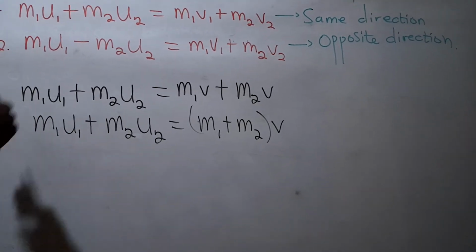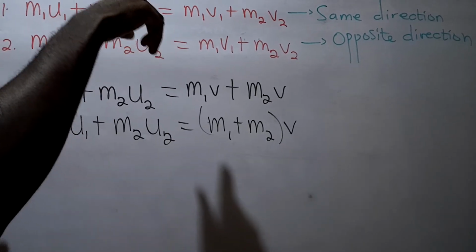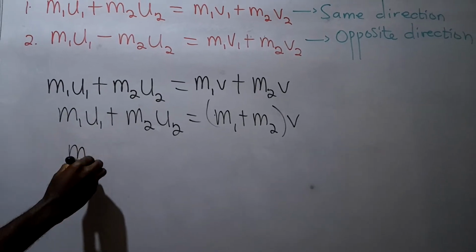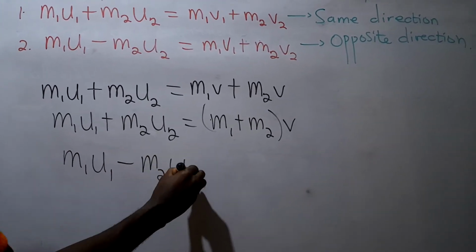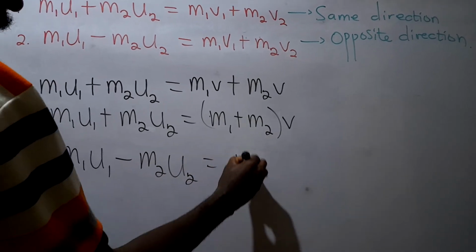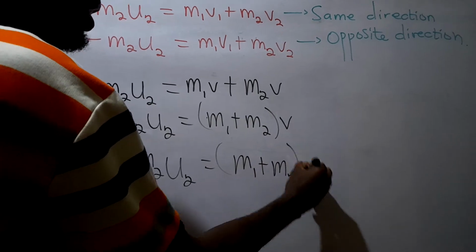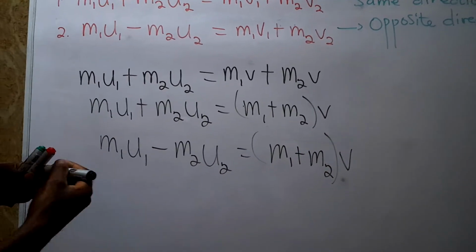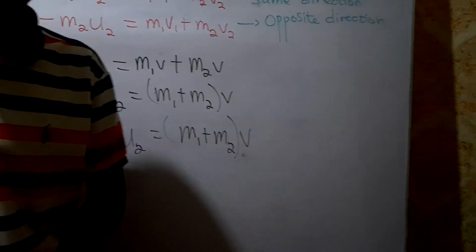Now, when they are moving in opposite directions and after impact they move with the same velocity, then we can have m1u1 minus m2u2 is equal to (m1 plus m2) times the velocity. That's the common velocity. I hope you get that. Now we'll take some sample questions and put all these things into practice.